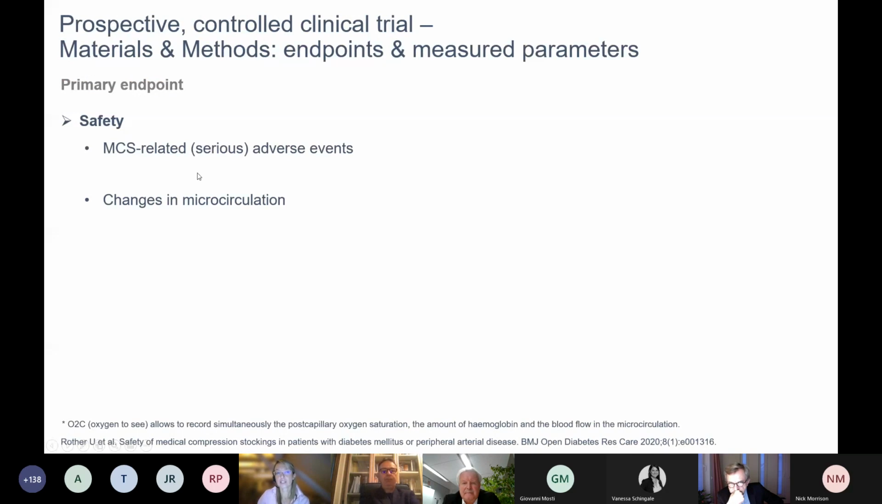As I already mentioned, and as you all are familiar with, safety is the most important issue in these patients at risk, so in the patients with PAD and diabetes mellitus. And therefore, of course, we decided to have safety as the primary endpoint in the study. At first, we documented the MCS-related adverse events in these patients. So we documented any skin lesions like constrictions, abrasions, or pressure points and pressure peaks.